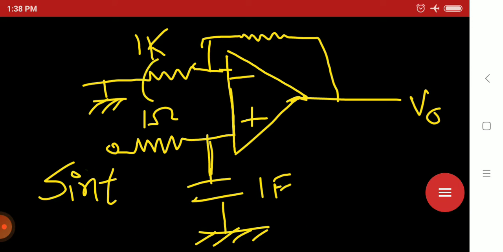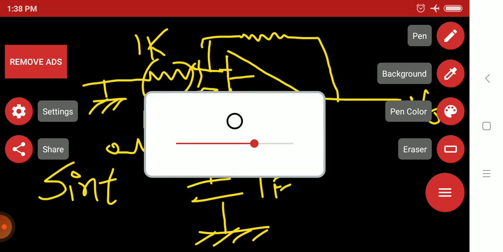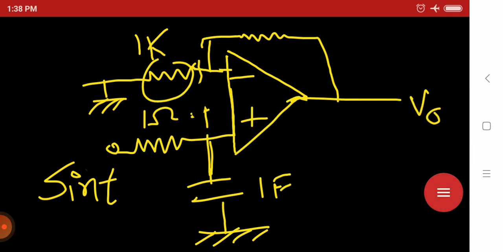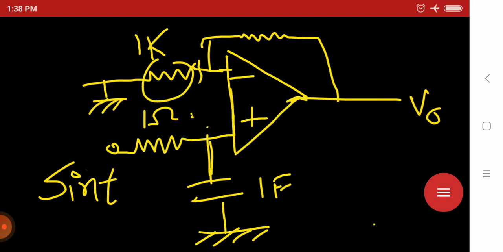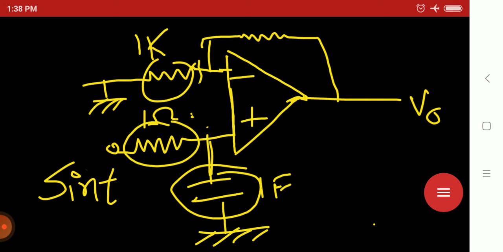So here a 1 kilo ohm resistance is there. Let us consider that an I1 current is flowing here. I'm drawing it properly, erasing it. You can see a 1 farad capacitor is there, and here 1 ohm, here 1 kilo ohm, and here a 1 ohm resistance. So how will we proceed in this case? Let's start step by step.